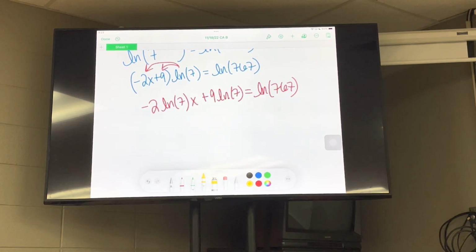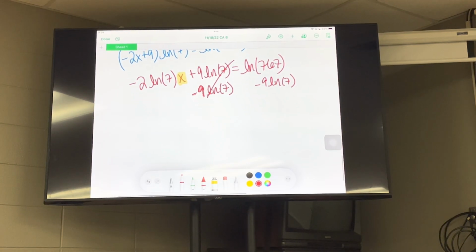What is my goal? Same goal I've had forever and ever. Get x by itself. Here's the x. That's what I want to be by itself. So don't let the fact that there's all these natural logs trip you up. You can just get x by itself like you normally do. We have this 9 natural log of 7 being added, so I'm going to subtract it over. Now we can't combine those natural logs, so it just stays natural log of 767 minus 9 natural log of 7.